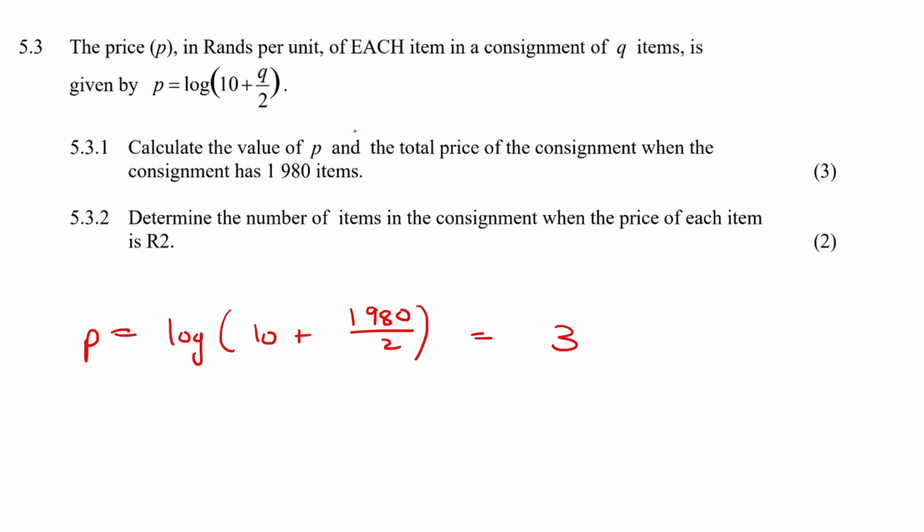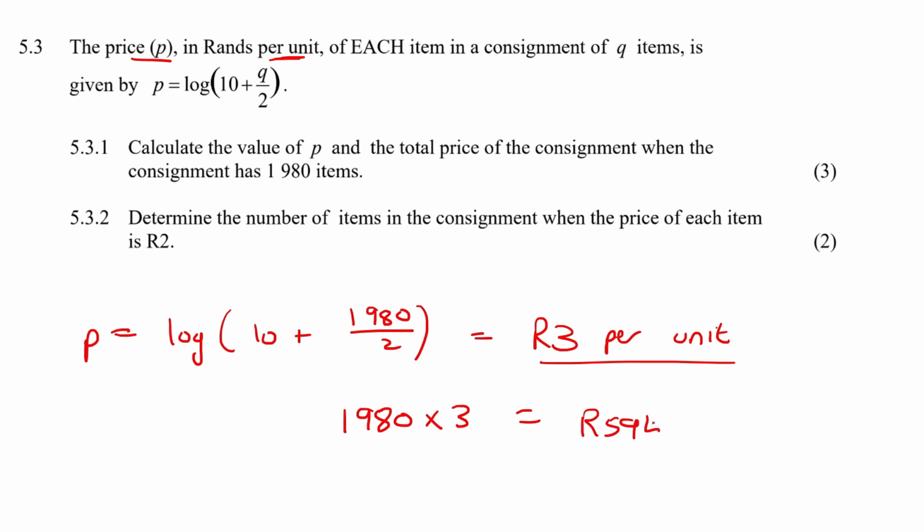But now be careful. It says calculate the value of P, which is the price in rands per unit. Oh wait, no, we've done that. So okay, so that's P, so that's per unit, rand per unit. And then what is the value of the whole consignment? Well, the consignment has 1,980 items. If each item is 3 rand, then you could just say 1,980 multiplied by 3, and that'll give us 5,940 rand.